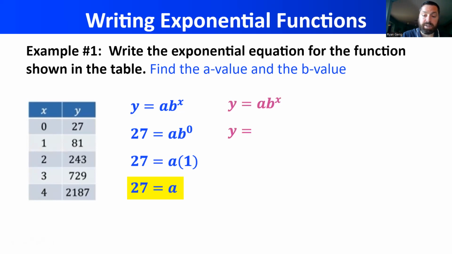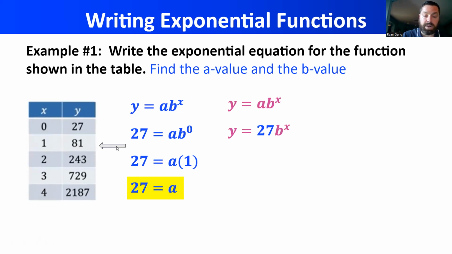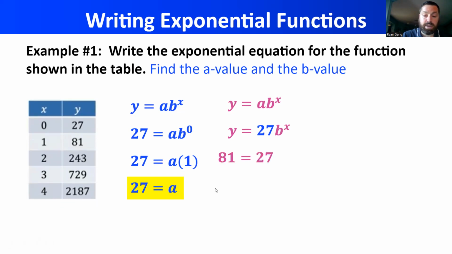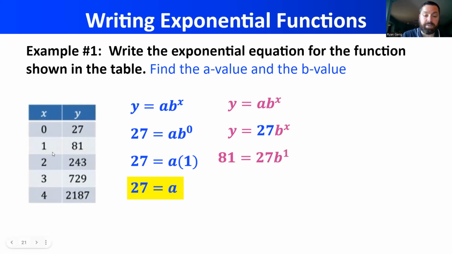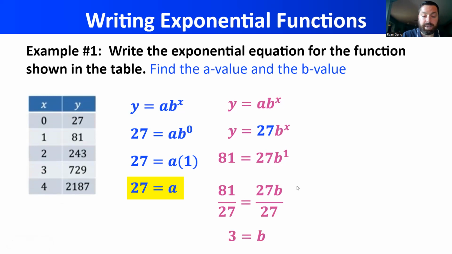So I'm going to put 27 in for a, and then I'm going to take another point in my table. So I'll just take the next one, 1, 81. 81 is a y value. We already know 27 is a. B is what we're missing, and the x value for that is 1. Well, b to the first power is just b. Now I just divide by 27, and I get b equals 3.